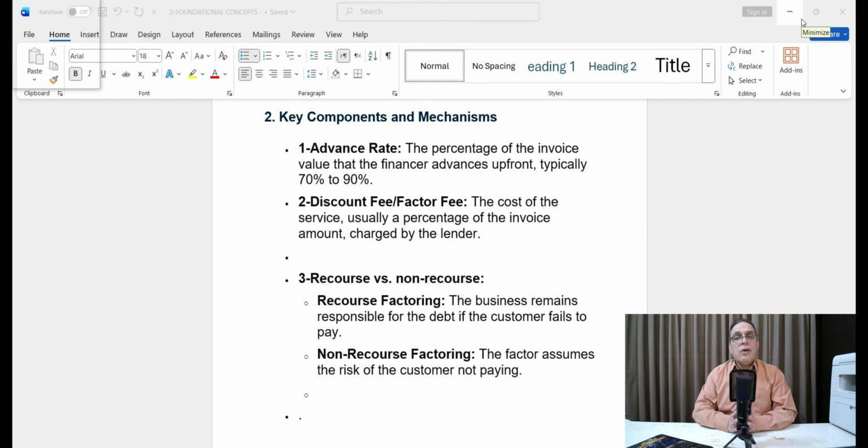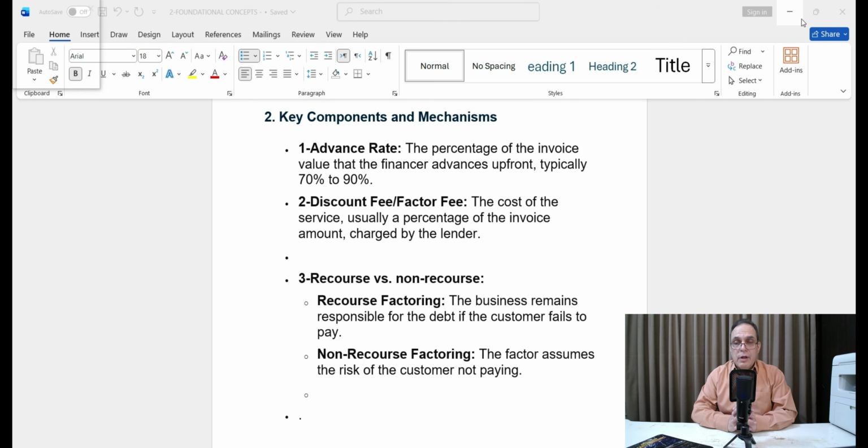2. Key components and mechanisms. 1. Advance rate, the percentage of the invoice value that the financer advances upfront, typically 70% to 90%. 2. Discount fee, factor fee, the cost of the service, usually a percentage of the invoice amount charged by the lender. 3. Recourse versus non-recourse.